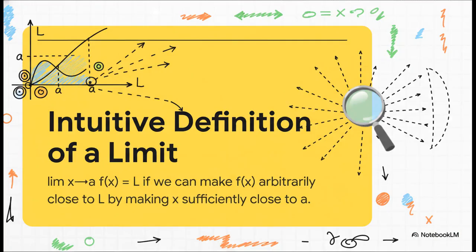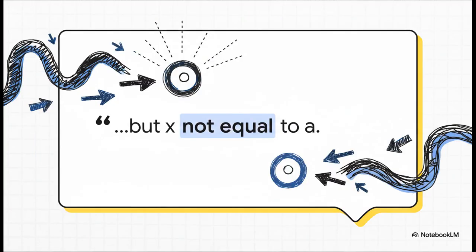Now, it sounds a little technical, I know, but all it's really saying is this. The limit is L if you can guarantee that your function's value will be as close as you want it to be to L. And how do you do that? Simple, just by making sure your input x is close enough to your target a. But here is the most crucial part. It's this tiny but absolutely vital phrase in the definition. The limit does not care what happens at the point a itself. We only care about how the function behaves near that point.